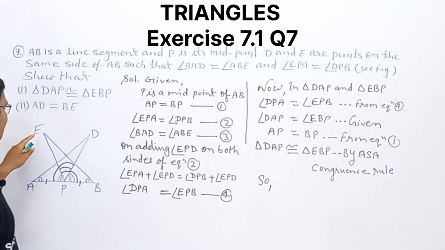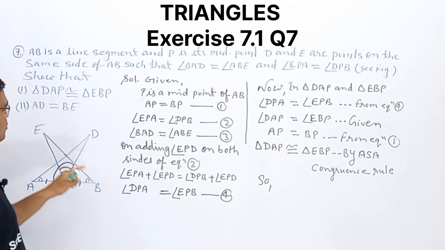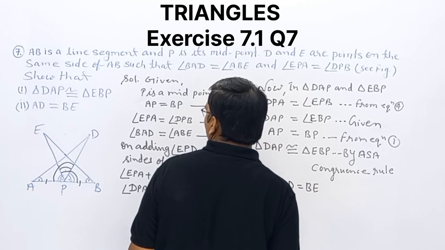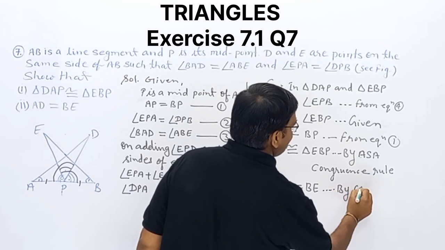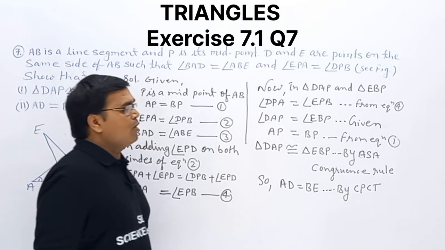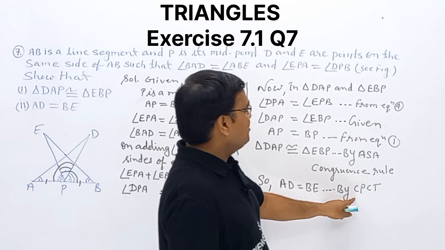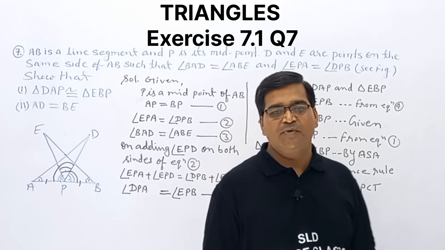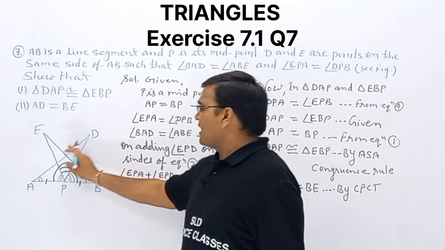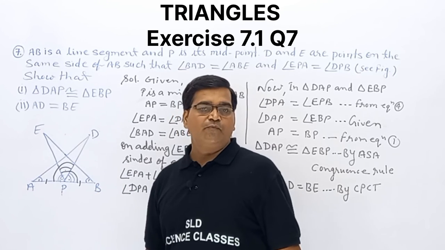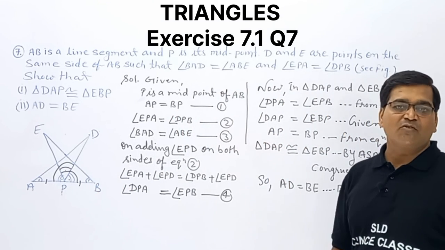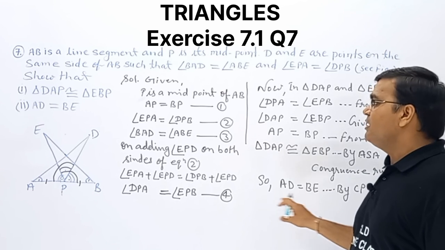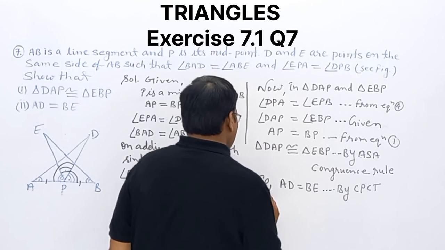So finally we can say side AD will be equal to BE by CPCT, corresponding parts of congruent triangles. CPCT means that once we have proved these two triangles congruent, the corresponding parts of these triangles will be equal. So finally we can say AD equals BE. We proved this, so we can say hence proved.